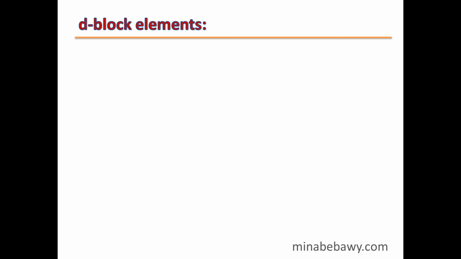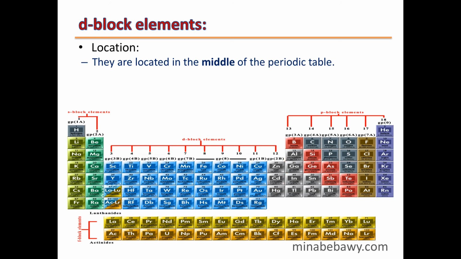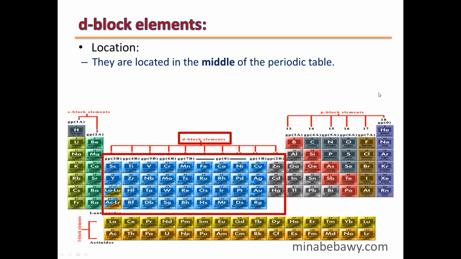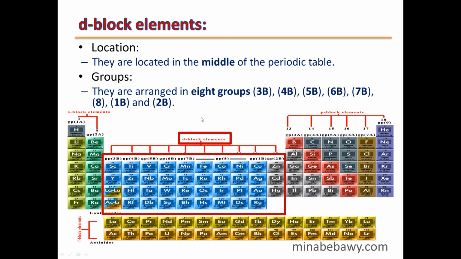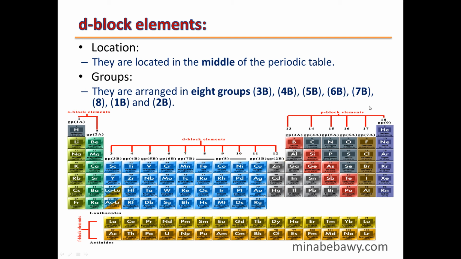Let's talk about D block elements. They are located in the middle of the modern periodic table, and it contains 8 groups, which are called 3B, 4B, 5B, 6B, 7B, group 8, which contains 3 columns, group 1B, and finally 2B. They are 8 groups, but they are arranged in 10 vertical columns.